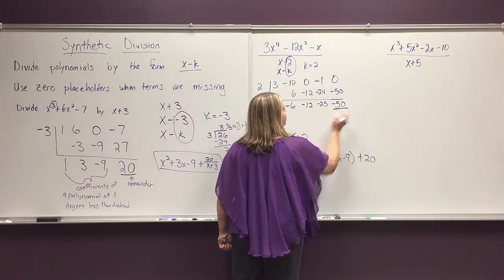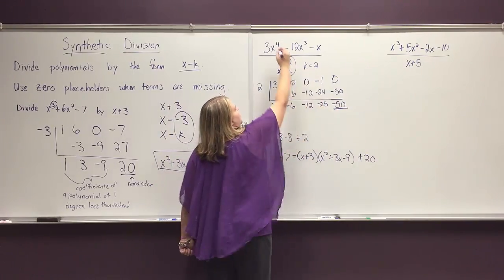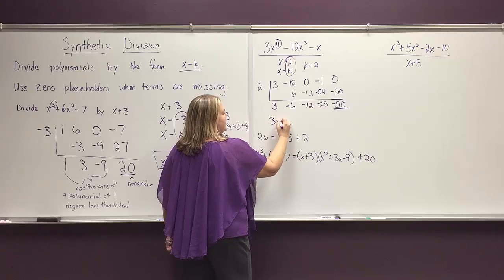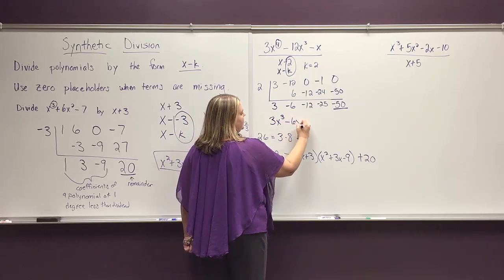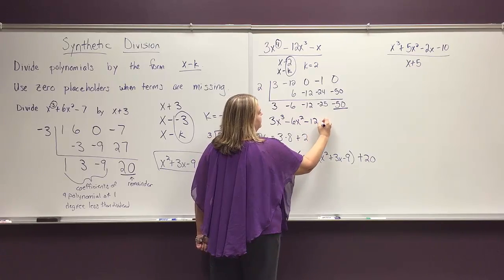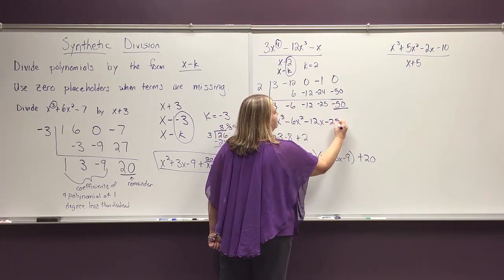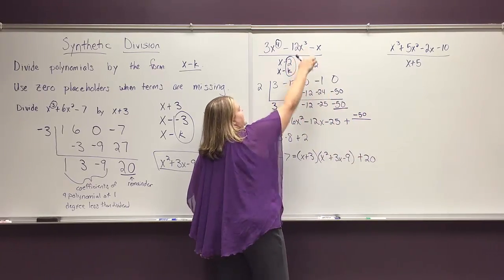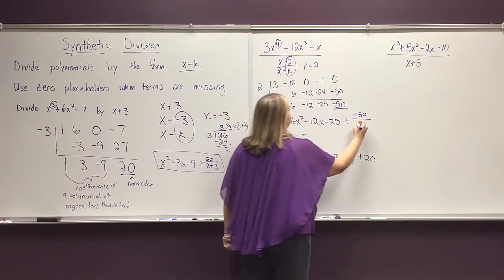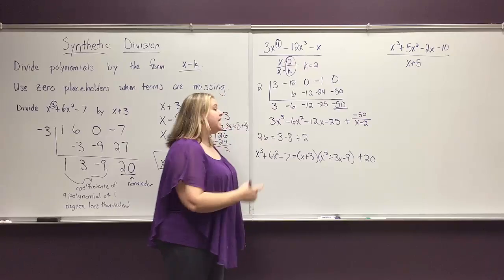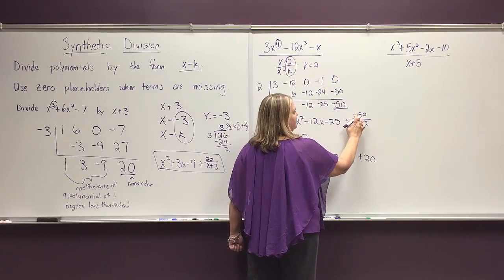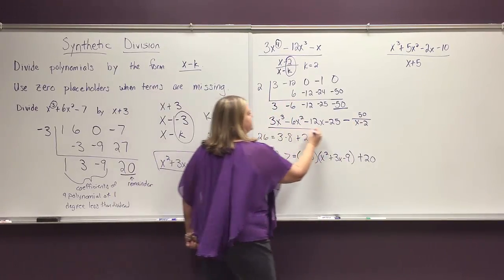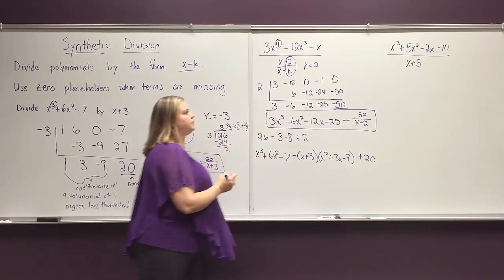So again, there's my remainder. My result, my quotient, is 1 degree less. Since this was a 4th degree, this will be a 3rd degree. So we get 3x cubed minus 6x squared minus 12x minus 25 plus my remainder. Notice my remainder is negative 50 over what I was dividing by, the x minus 2. If you had written this instead of plus and negative as just minus 50 over x minus 2, you get the same thing. And so there's our result for that division problem.